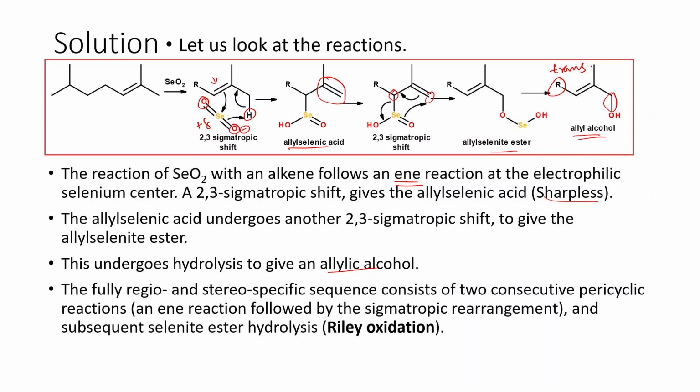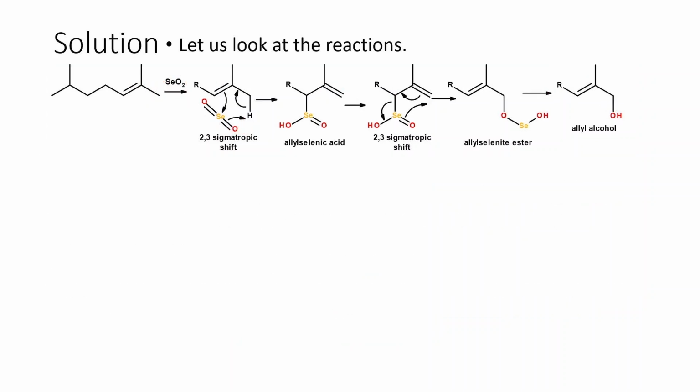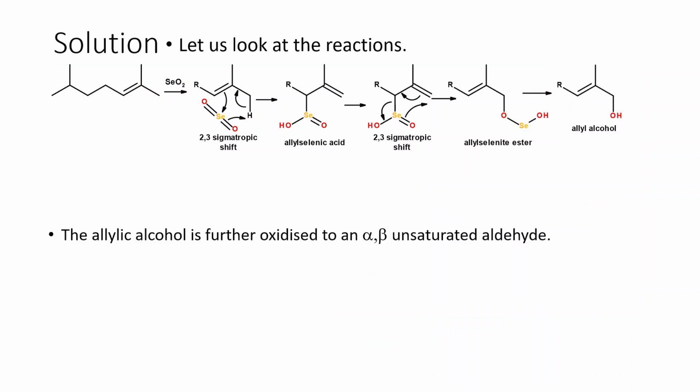So this reaction is a fully regio and stereospecific reaction, and here there are two consecutive pericyclic 2,3 sigmatropic shifts taking place, and this overall reaction of conversion of an alkene to an allyl alcohol is called the Riley oxidation reaction. So this reagent selenium dioxide is the important one that is involved in the Riley oxidation reaction. So once the allyl alcohol is formed, what is going to be the next step?